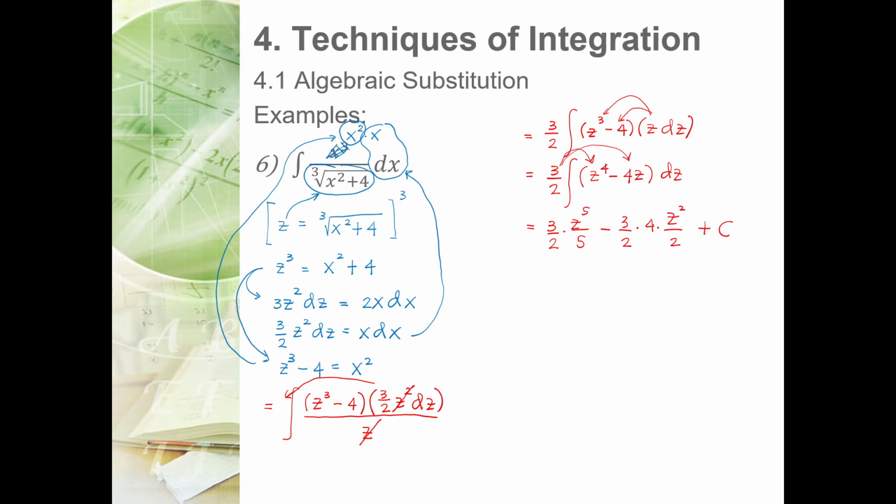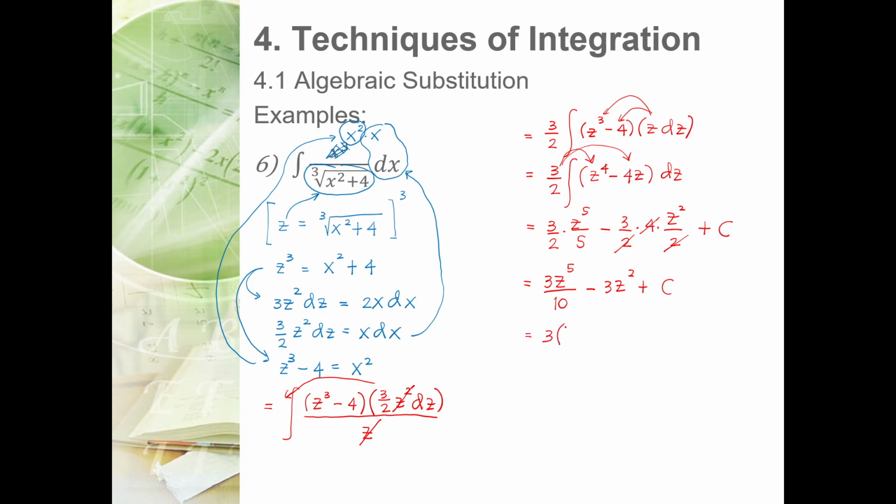So cancel out 4, di ba? Okay, 2 times 2 is 4. So almost final answer: 3z to the fifth all over 10 minus 3z squared plus c. So again, don't forget to replace the value of your z parameter.